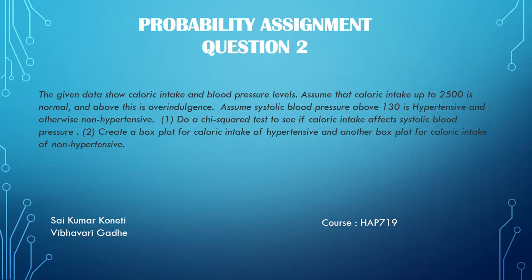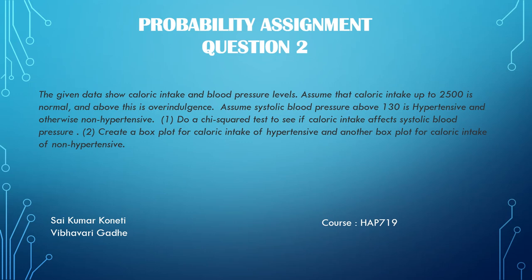Hello, this video is the solution to question 2 of probability assignment from course HAP 719. The question is, the given data shows caloric intake and blood pressure levels. Assume that caloric intake up to 2500 is normal and above this is overindulgence. Assume systolic blood pressure above 130 is hypertensive and otherwise non-hypertensive.